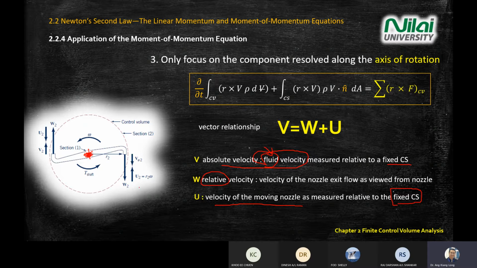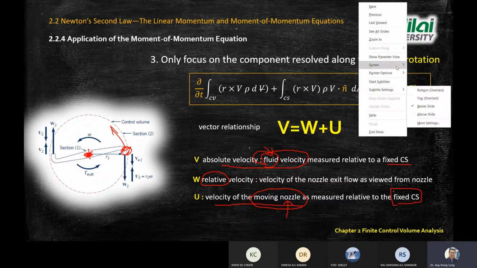Now U, as you can see, is in the opposite direction. Why? Because it's the velocity of the moving nozzle. U is nozzle. Where does your nozzle move? This is your nozzle, right? The direction your nozzle moves is backward, right? That's why your U is pointing up rather than pointing down.